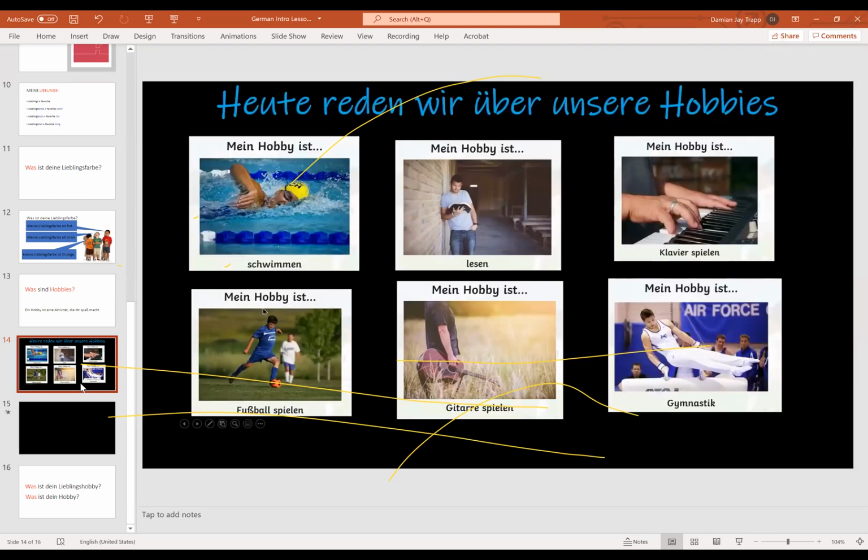Okay, yeah. And how to pronounce them, I assume. Yeah, because the pronunciation is hard. They're just examples, so if you have any other ones, please let me know. But they go like this: Schwimmen, lesen, Klavier spielen, Fußball spielen, Gitarre spielen, Gymnastik. Again: Schwimmen, lesen, Klavier spielen, Fußball spielen, Gitarre spielen, Gymnastik.